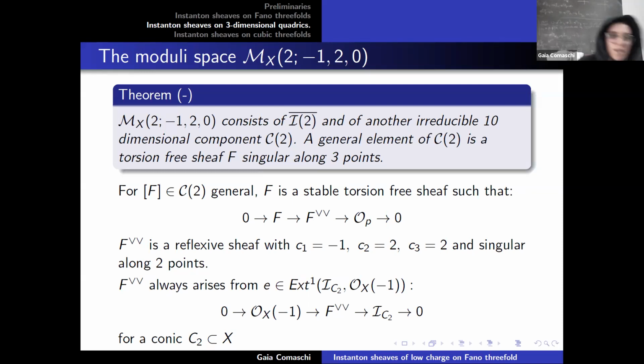We can still understand this reflexive sheaf by looking at the curves that are the zero locus of a global section of a twist of the sheaf. What we have this time is that when we twist this sheaf by 1 and we take global sections, this global section will vanish along a plane conic, so a plane section of X. This means that F double dual arises from a non-zero class in this extension group.